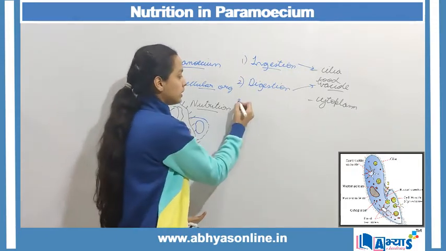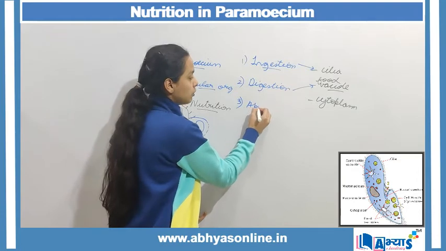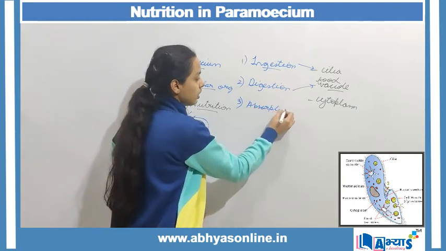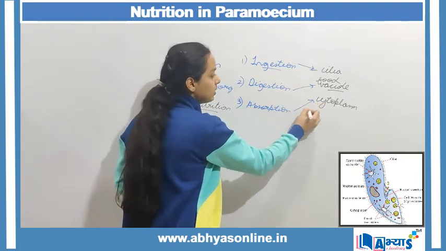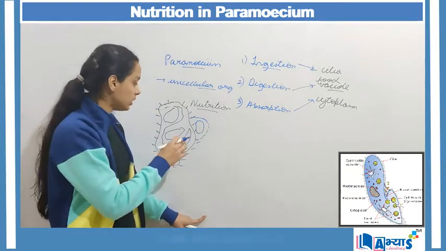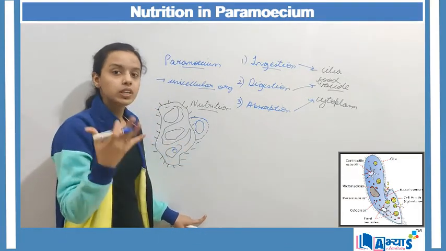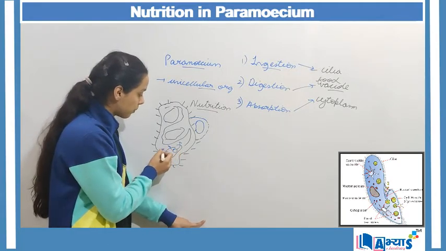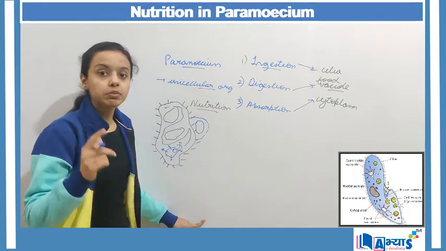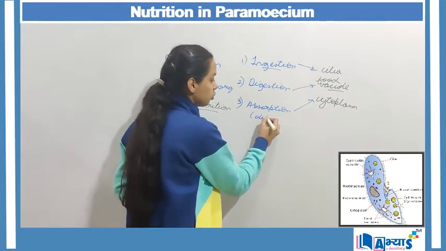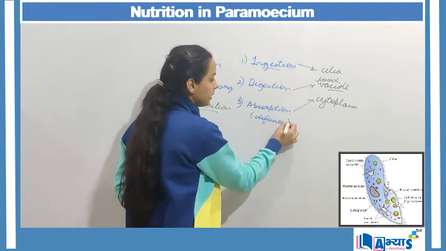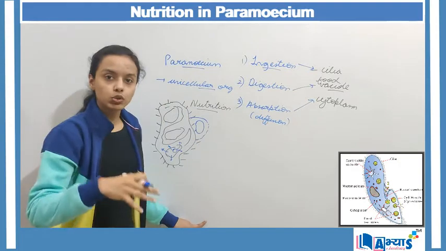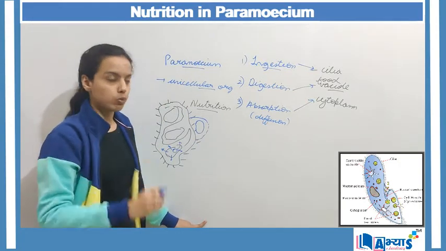The third important step is known as absorption. Absorption is done in the cytoplasm. When the food is digested to get the nutrients, these nutrients are then absorbed by the cytoplasm through the process of diffusion. So all these nutrients are absorbed by the cytoplasm.